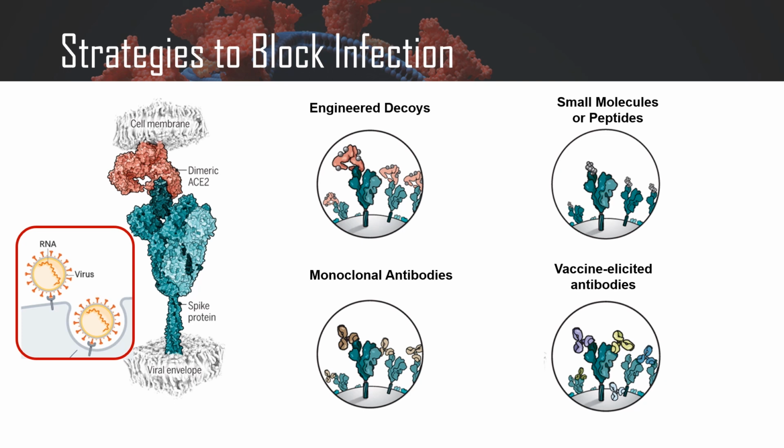But it's important to also mention that there are also other approaches that occur perhaps within the cell. So once the virus has latched on, fused to the membrane, and then it goes into the cytoplasm, other components which are important for viral survival and replication, such as protease inhibitors, can be utilized to prevent the virus from surviving and replicating.